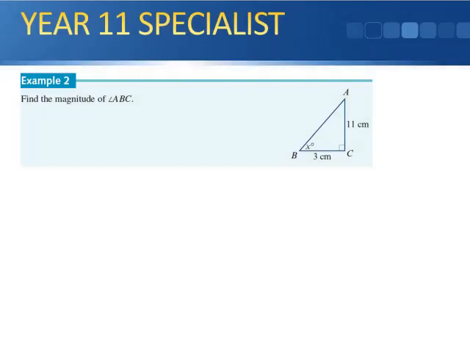Example 2, find the magnitude. Now that symbol there means angle, and it's marked on there that it's the angle that we're trying to find. Angle ABC. So according to this rule, we have the opposite side and the adjacent side, and therefore we're using tan of theta equals the opposite over the adjacent. Again, filling it in, tan x degrees. Opposite side is 11, adjacent side is 3.